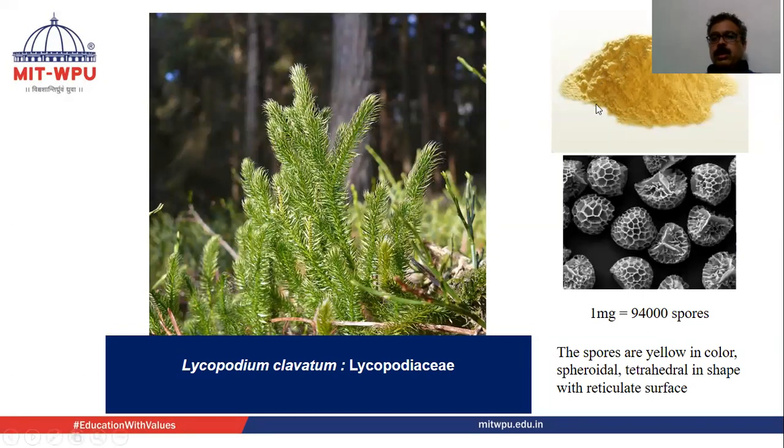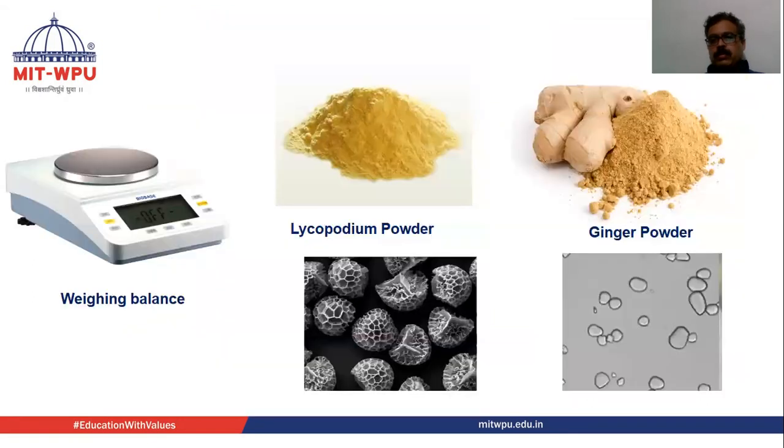It's yellow in color. These are the Lycopodium spores, and 1 milligram of Lycopodium powder contains 94,000 spores. These spores are yellow in color, spheroidal, tetrahedral in shape with a reticulate surface. The moisture content is uniform in this Lycopodium powder. So we will be taking Lycopodium powder to determine the percent foreign organic matter present in the ginger powder.